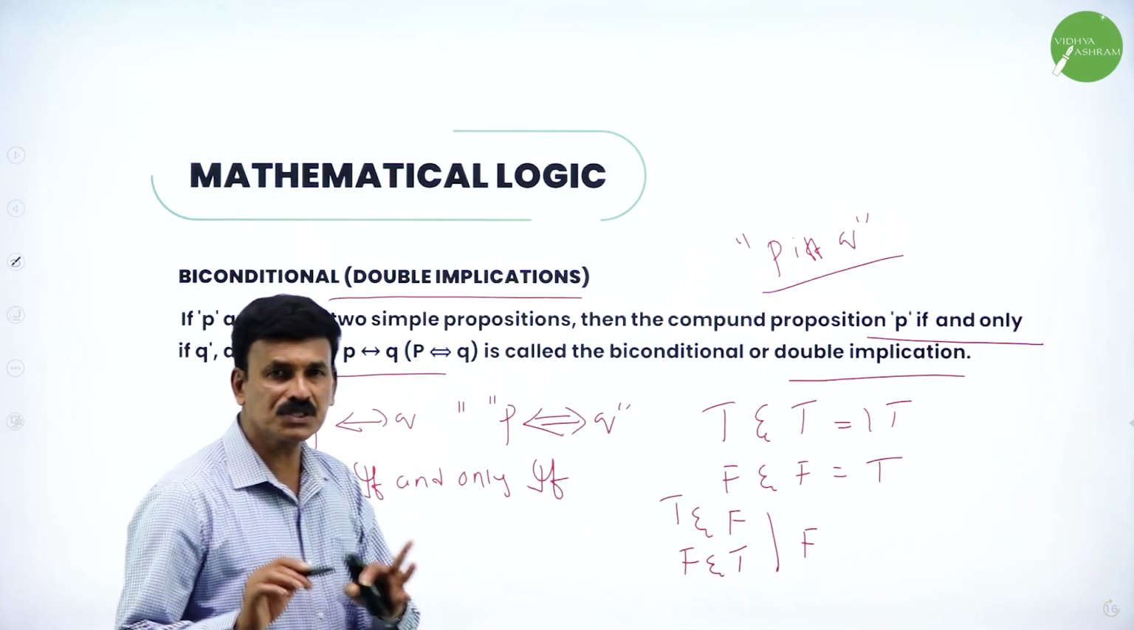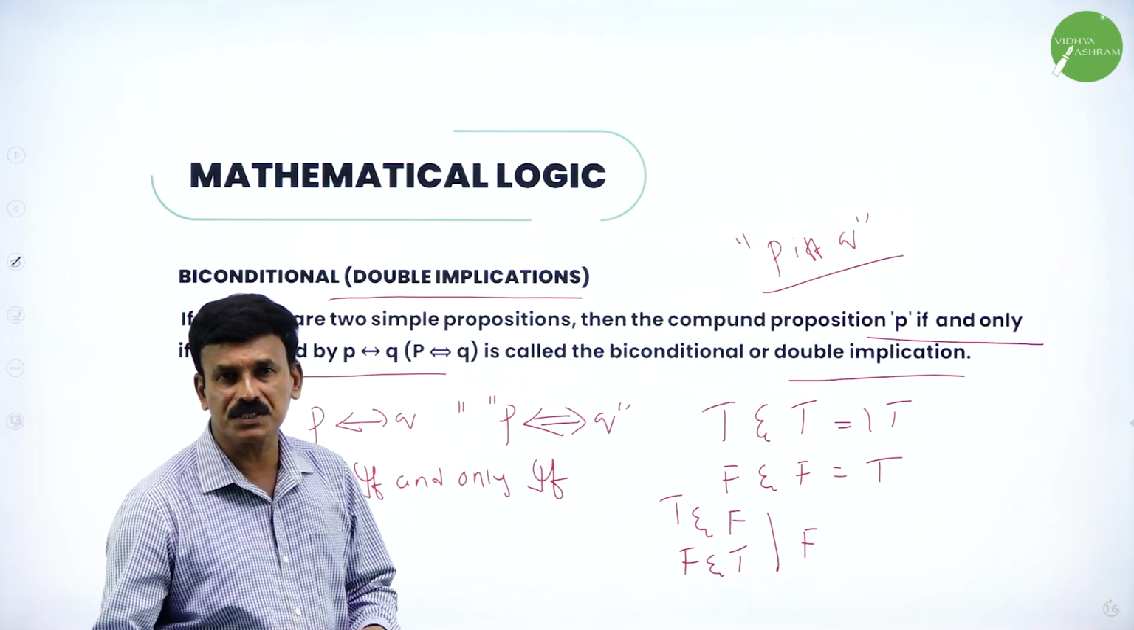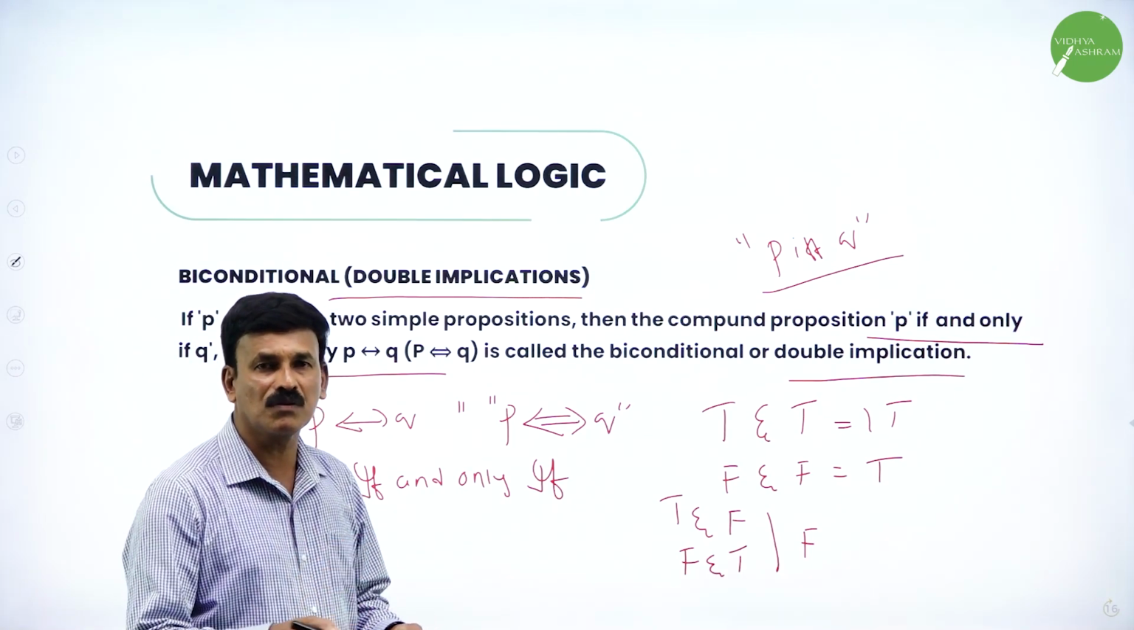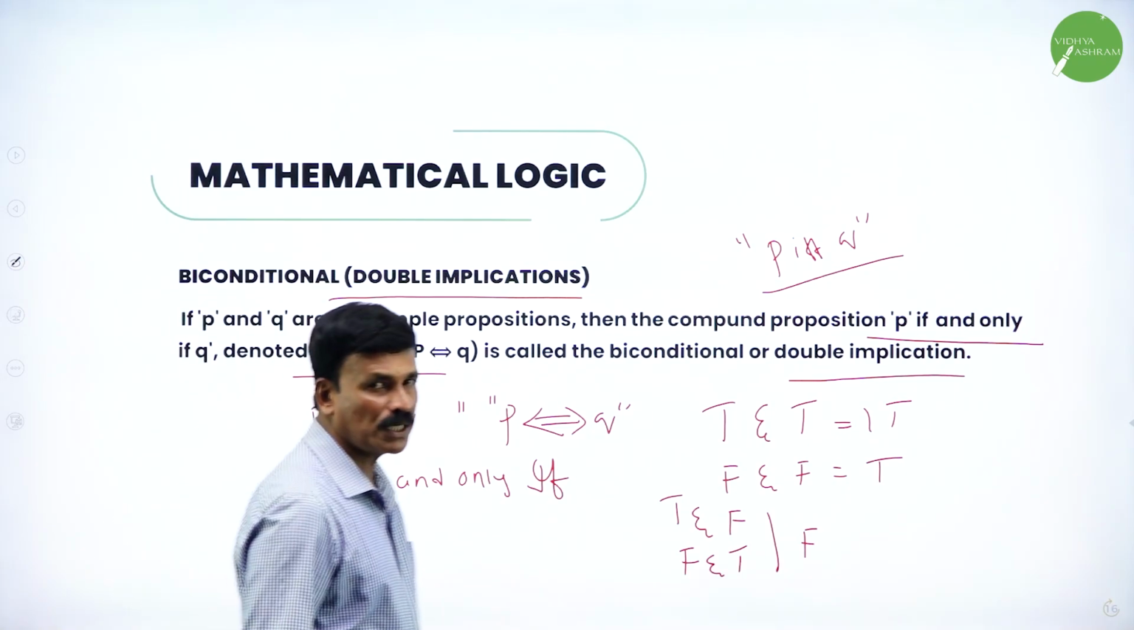If both the statements are true and true, it is true. If both the statements are false, false and false, then also it is true. In the other two cases, true and false, false and true, it is false. That is the double implication biconditional.